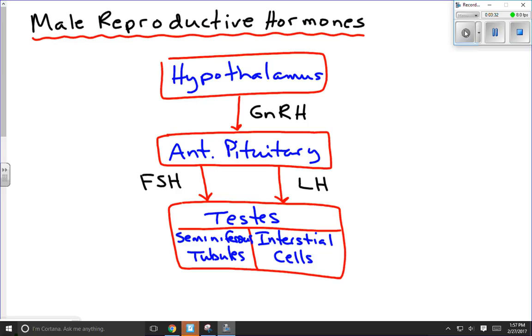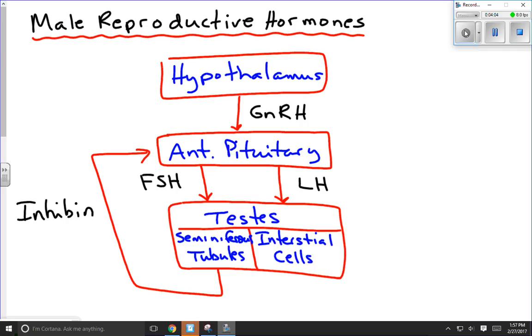So let's start out with what the seminiferous tubules are going to do in response to FSH. Well, first thing they're going to do in response to FSH is stimulate spermatogenesis, the production of sperm. Also, the seminiferous tubules are going to make a hormone called inhibin. And the purpose of inhibin is to act as negative feedback on the anterior pituitary. And the word inhibin tells us it must inhibit something. Well, it inhibits the production of more FSH by the anterior pituitary. So we'll just put a little negative sign indicating negative feedback. So just to make sure there's not too much FSH.